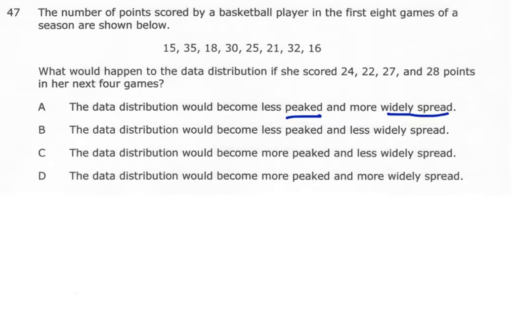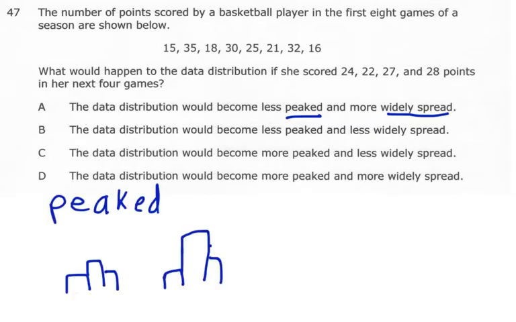So we need to understand what those two words mean. Peaked refers to looking at bar graphs. If it's more peaked, this would be more peaked because it goes up more. And this would be less peaked because it doesn't go up as much. So just think of peaked like a mountain.